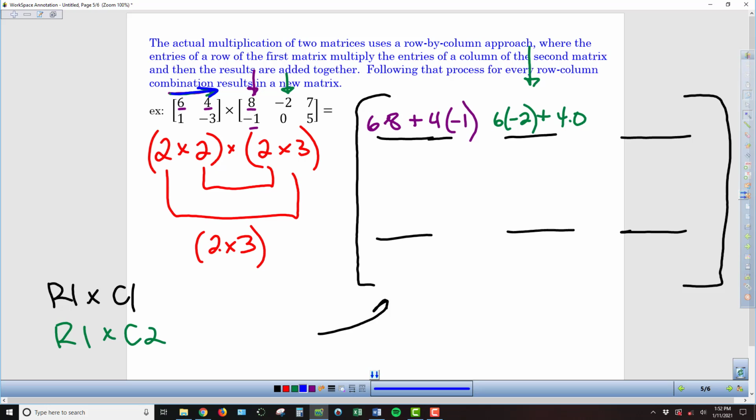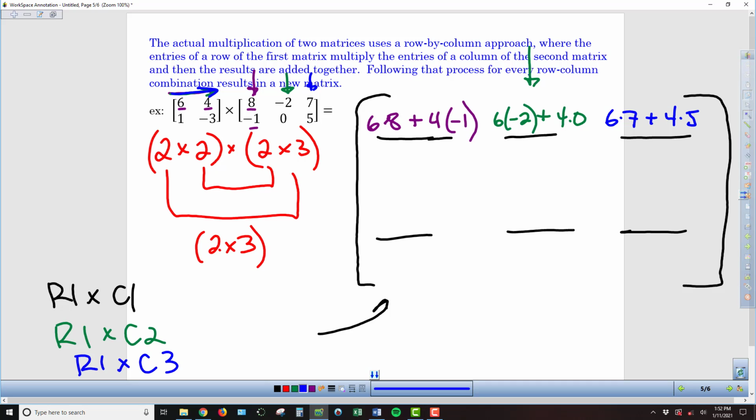I'm going to do row 1, but this time times column 3. So I've got row 1 times column 3. So if we do that, again, we go back to 6 times the first number in that column in the second matrix, which is 7. So we have 6 times 7, and then we've got to add to that 4 times 5. I move across the row and down the column. So those are going to eventually lead me to the entries in the first row of my answer matrix.